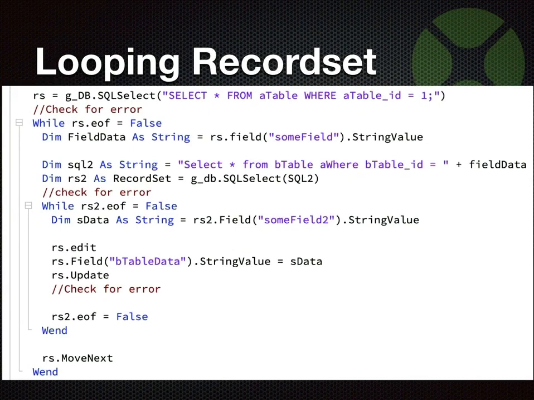Looping record sets. Now, there are legitimate reasons to do a looping record set, but there's probably a better way of doing it. So in this case, we're doing a record set RS, selecting star from a table. Then we're doing a second query inside of that where we're getting from B table, where the table ID is equal to some field data from the first record set. We're doing an edit, we're doing an update. This is really bad. This is really slow, and you really should do all this work in the database itself. You can probably do this with one SQL statement.